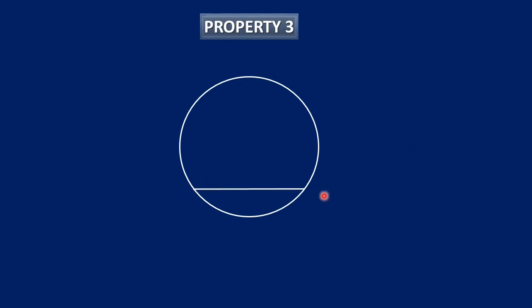Activity for property 3. As usual, draw a circle of any radius and draw a chord. That's a line that joins 2 points on the circumference of a circle. The chord divides the circle into 2 segments, this segment and that segment. Now put 2 or more points on the circumference of the circle in one segment. And then we join the ends of the chord to each of the points on the circumference.